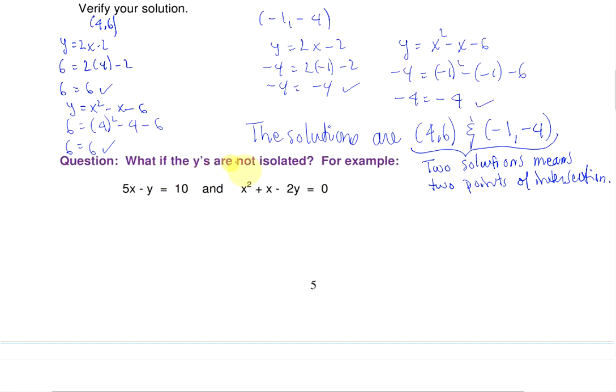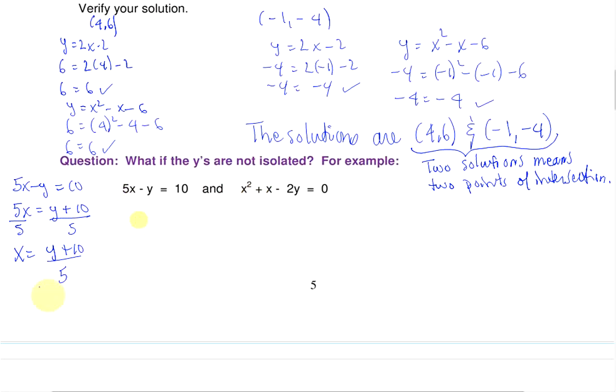Okay. What if the y's are not isolated? So for example, we've got 5x minus y equals 10 and x squared plus x minus 2y equals 0. Well, no panicking here because you can isolate y, right? Now, in this particular case, because really you don't always have to isolate for your y's, sometimes it makes more sense to isolate for x. Okay, and I'll explain what that means. If we just take a look at our linear function here, 5x minus y equals 10, let's say I want to isolate for x. Well, that means that I'm going to move the y over, it becomes positive. And then I have to divide by 5, and I get x equals y plus 10 over 5, which would get really messy if I had to substitute into x squared over here. Okay? The y makes more sense.